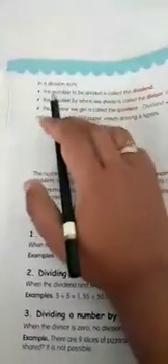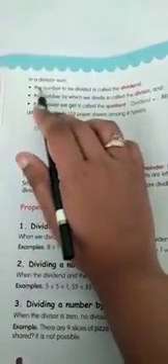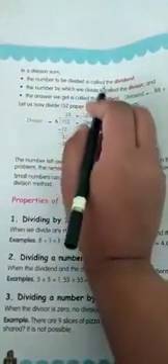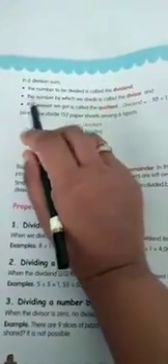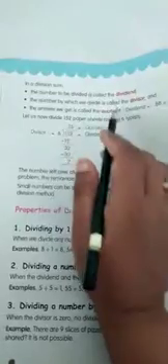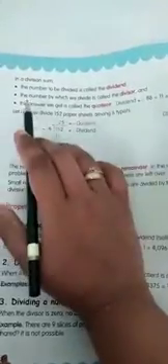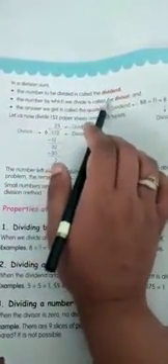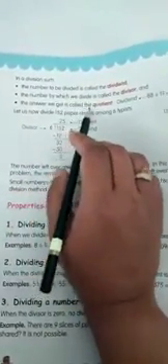Page number 66. In a division sum, first point, the number to be divided is called the dividend. Second point, the number by which we divide is called the divisor. Third point, the answer we get is called the quotient.